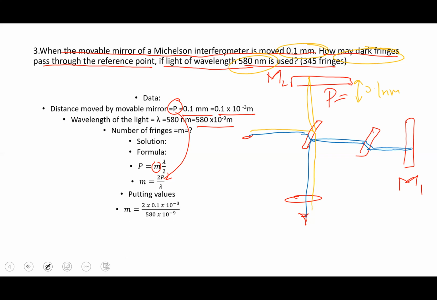Let us put in the values and find the value of m. We get 2 × 0.1 × 10^-3 divided by 580 × 10^-9. So this is the formula for the Michelson interferometer. By simply rearranging and putting in the values of the data, we got the value of m, which is 345 fringes. That means we'll see 345 fringes in this case.